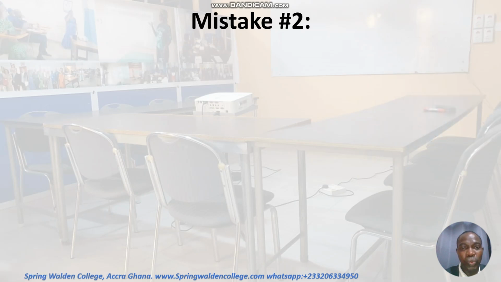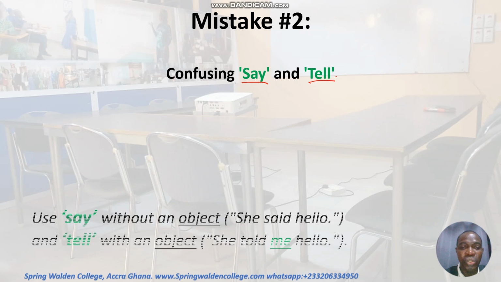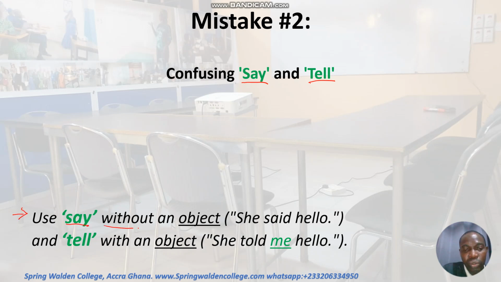Mistake number 2 is confusing say and tell. When to use say and when to use tell. Both can be used at the same time, but their grammar structure is different. You have here said, use say without. Remember, without what? An object. So the sentence here is she said hello, no object after the verb say.